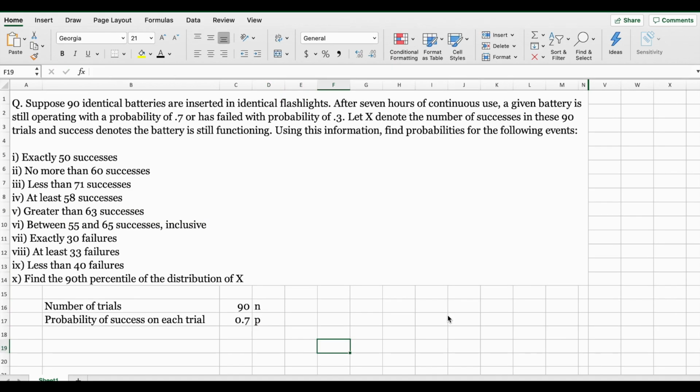Now let us take a look at our example here. The question reads, suppose 90 identical batteries are inserted in identical flashlights. After 7 hours of continuous use, a given battery is still operating with a probability of 0.7 or has failed with a probability of 0.3. Let X denote the number of successes in each of these 90 trials, and the success denotes the battery still functioning. Using this information, find the probabilities for the following events.